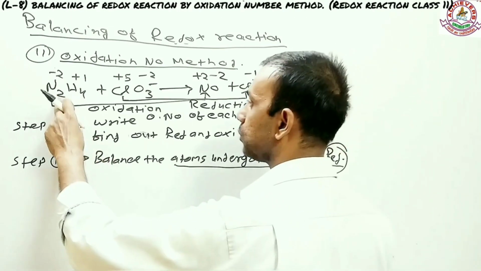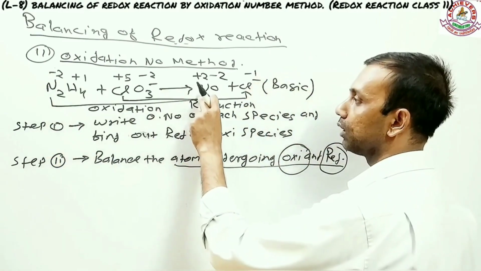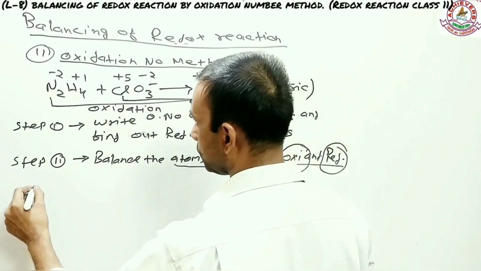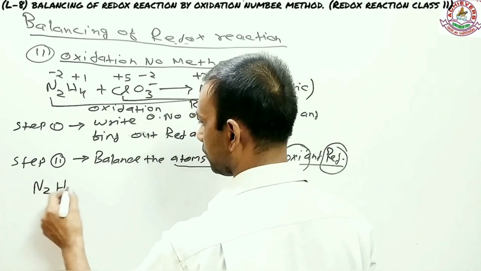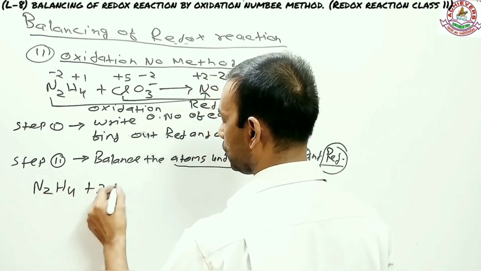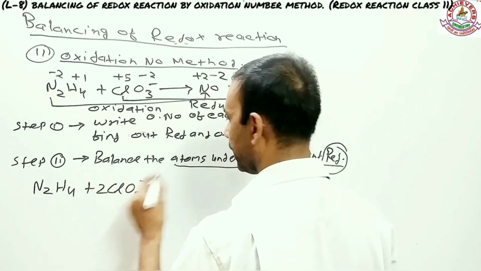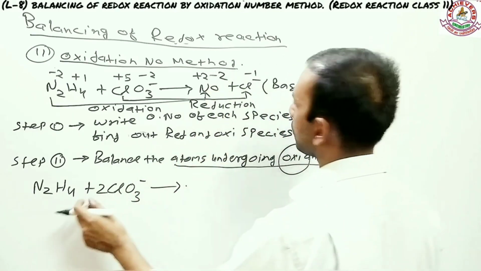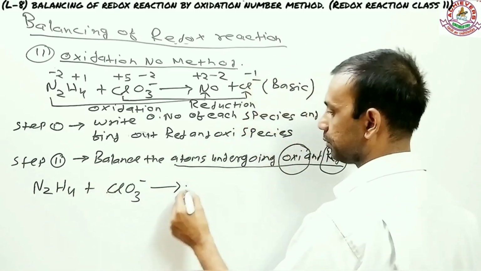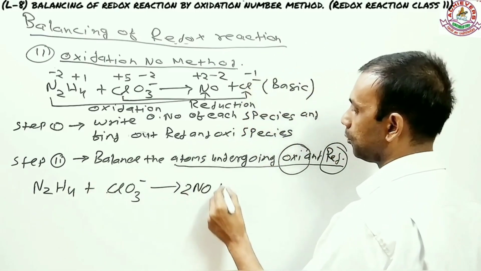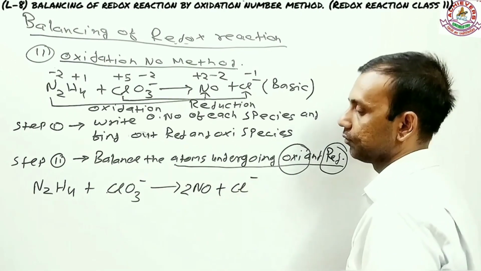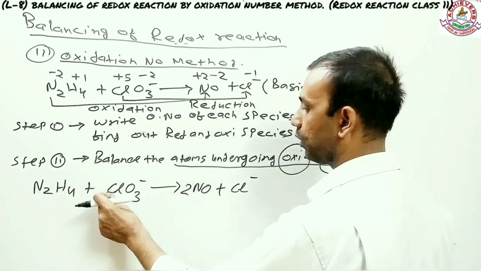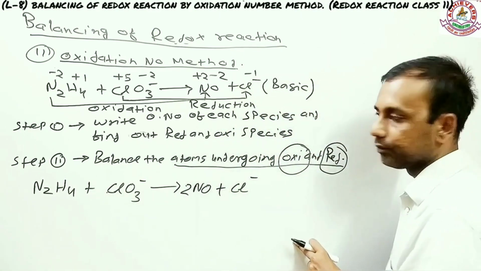So what we see, nitrogen here, there are two, but nitrogen is only one. Chlorine is 1 and 1. So chlorine is balanced, but nitrogen has to be balanced. So I'm going to do N2H4 plus ClO3 negative, and it gives 2NO plus Cl negative. So what I have done, I have balanced the atom nitrogen 2, chlorine 1, chlorine 1. So the second step is done.